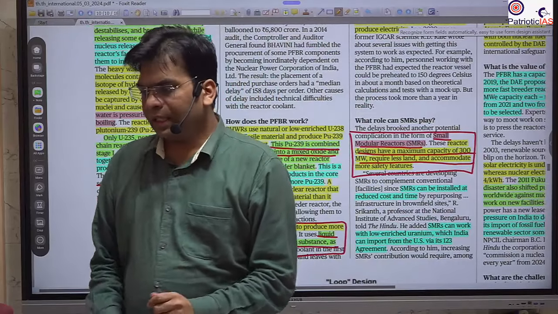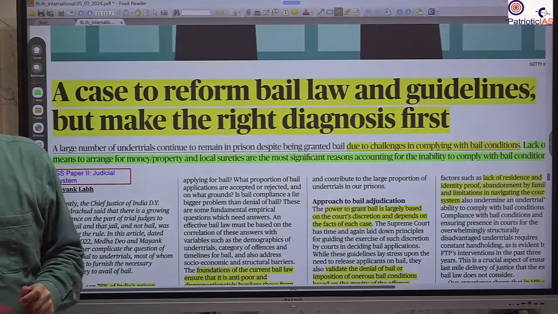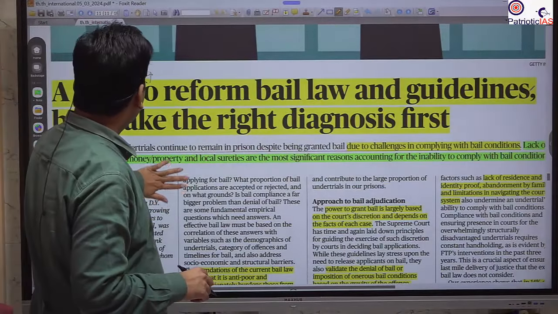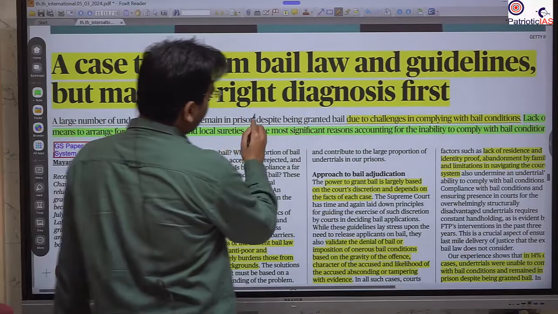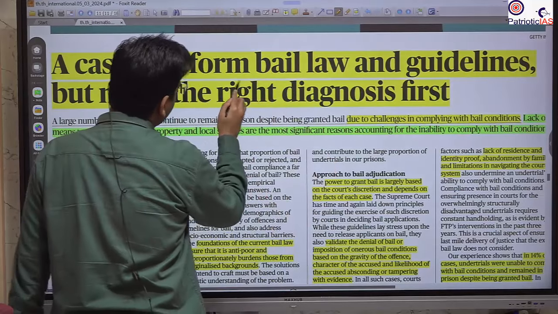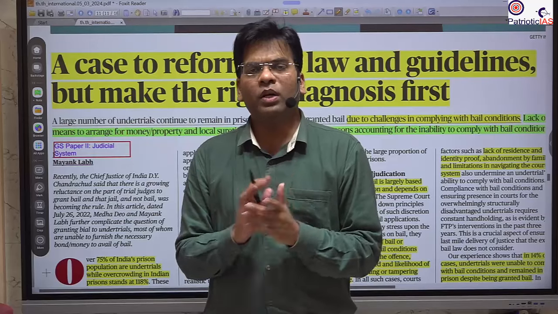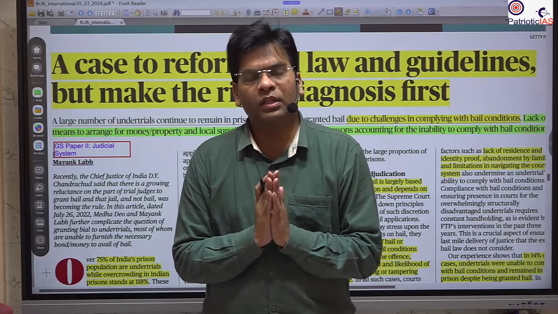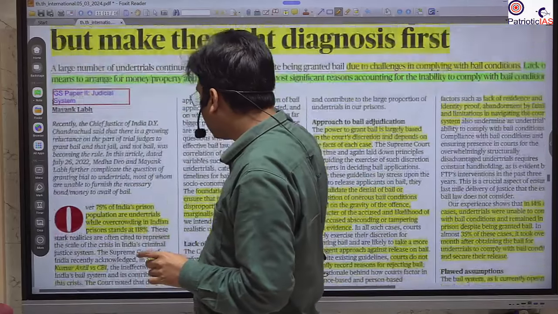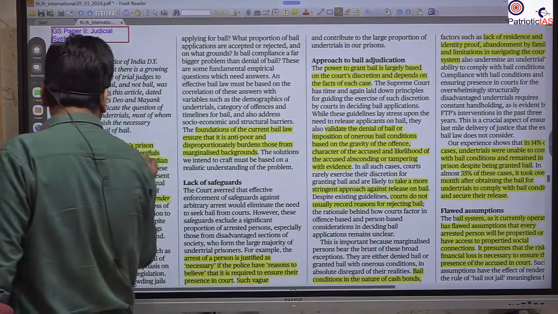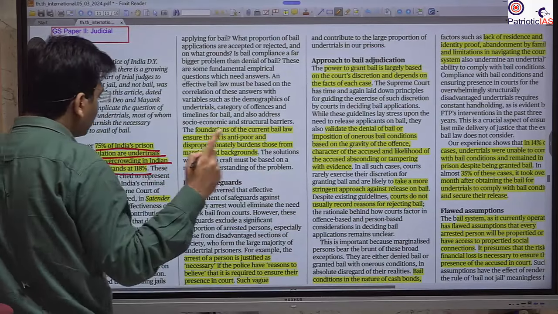The next news is about a case to reform bail law and guidelines, but make the right diagnosis first. This news is talking about many of those in prison who are not yet convicted. The trial is going on, and you should know that about 70% of the Indian prison population is undertrial. They have not been convicted. They are just going through the process.